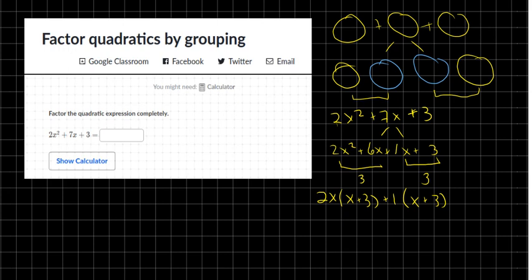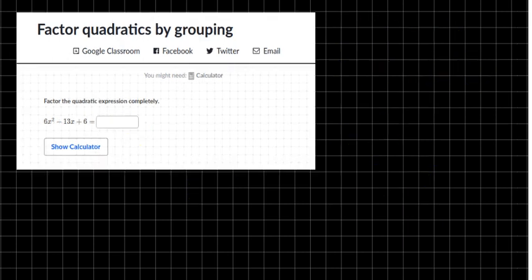And then I have that common factor of x plus 3, and I'm going to factor that out. x plus 3, and what I've got left is 2x plus 1. So I'm going to write that in right here, and I'm going to get it right. You will too.